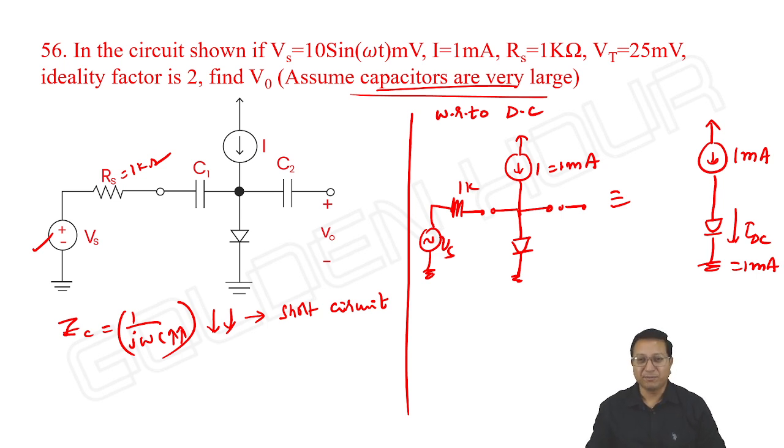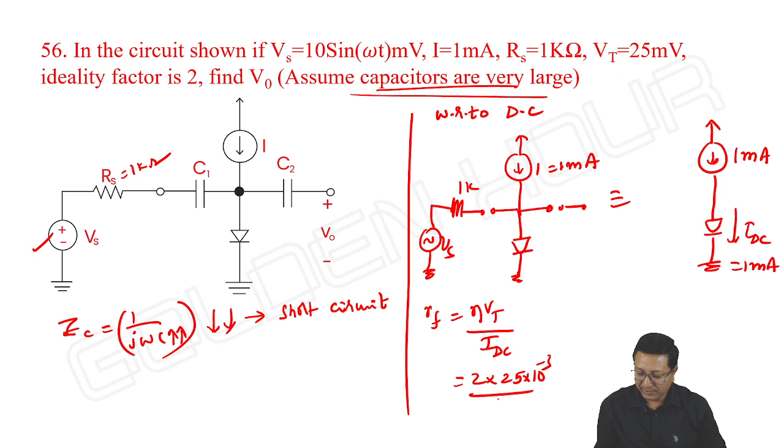Once we get IDC, then I can write RF is eta Vt by IDC. Eta is 2, Vt is 25 millivolts, IDC is 1 milliampere. So it is 50 ohms. Every time so far we have seen 25 ohms because the ideality factor was given as 1. Here it is given as 2. Accordingly, we are getting RF. Okay. Next, let us take with respect to AC, or with respect to small signal AC.